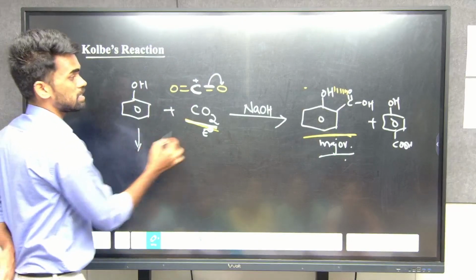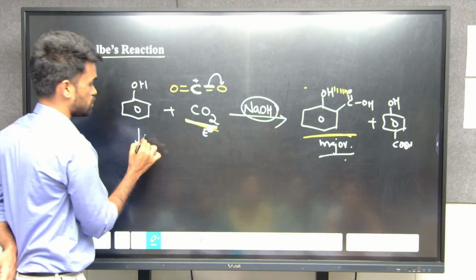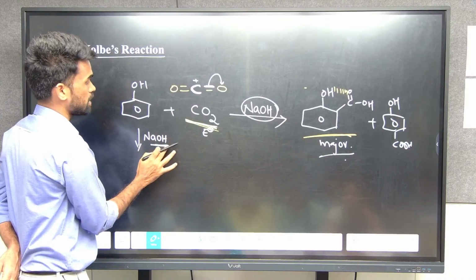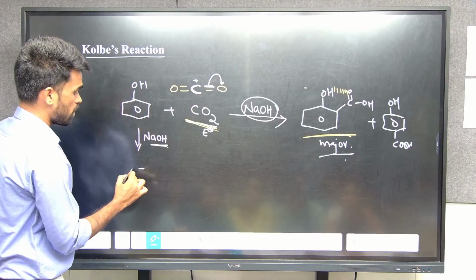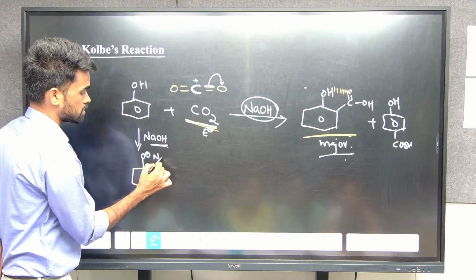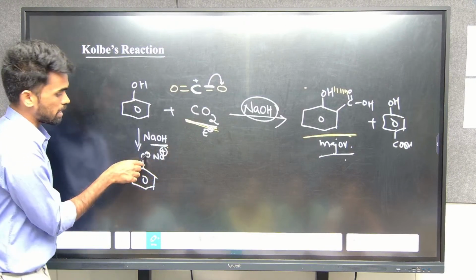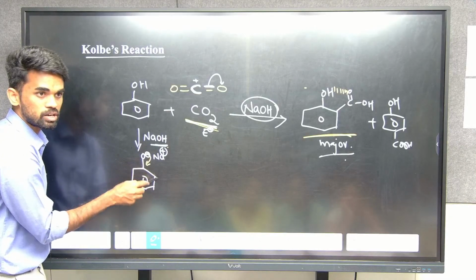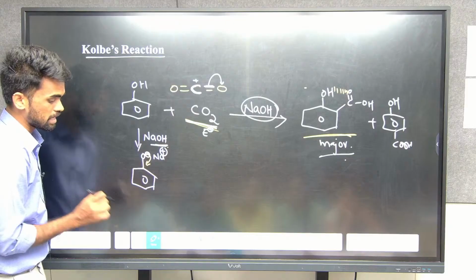Now see, this phenol is given. Phenol is treated with which medium here? NaOH, basic medium. What will it do first? It's a base, it abstracts a proton from here. So it forms sodium phenoxide ion. What is that? O minus Na plus. Now the negative charge is there. What will it do? Now it will activate the ring by releasing electrons.